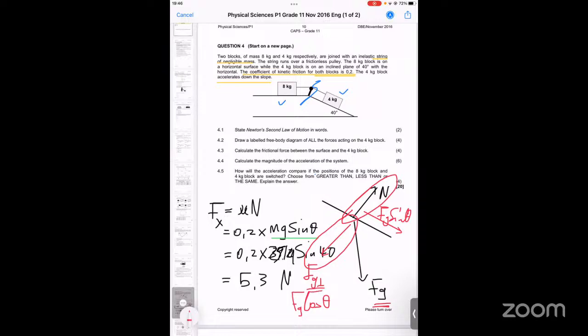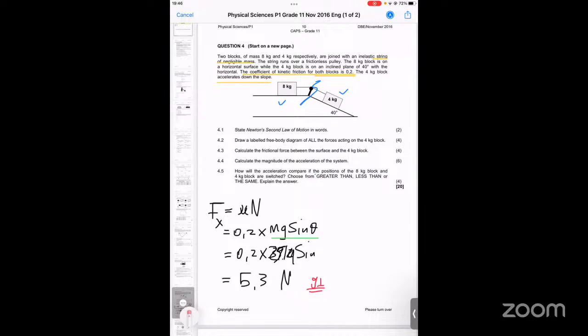Does it make sense now, Didintle? Yes, sir. So the one for FG parallel, that one is more like an applied force. So it wouldn't interact with the normal force. You can just regard that one as the applied force.